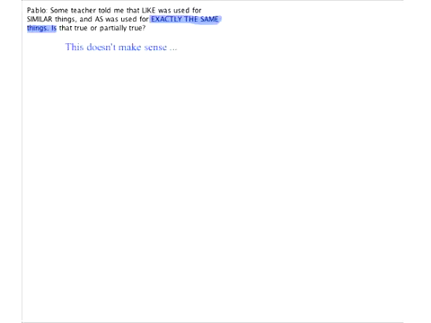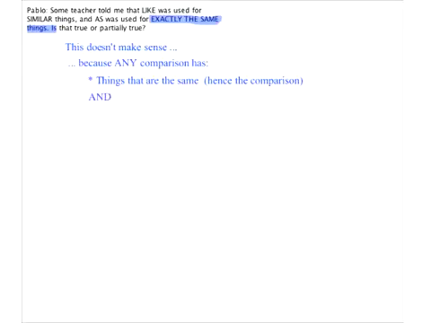Let me tell you why it doesn't make sense. Just think about the nature of comparisons. Any comparison has things that are the same, hence the comparison in the first place. And you also have to have things that are different, hence the need for a comparison in the first place.